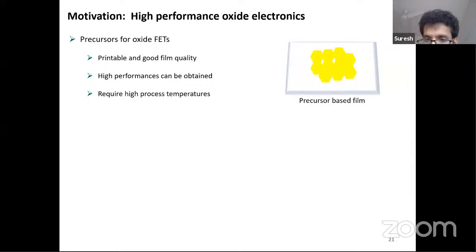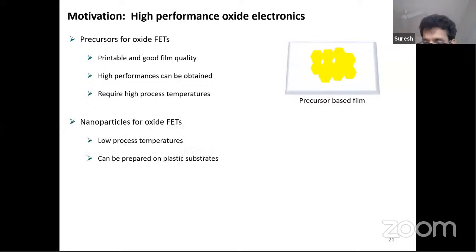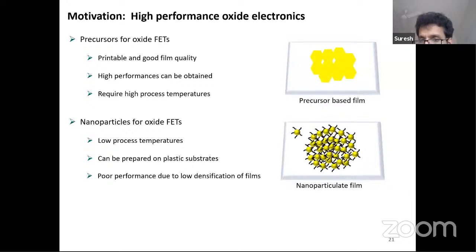Precursor is nothing but, let's say, you take indium salt, dissolve in a solvent, and this can be heated to high temperature so that this, for example, indium chloride will decompose to indium oxide at high temperature. And then you can have nanoparticle films as well. So in that case, you have to make nanoparticles. Already you have to make indium oxide nanoparticles, which you can disperse in water, for example, using a surfactant, which can be printed at room temperature.